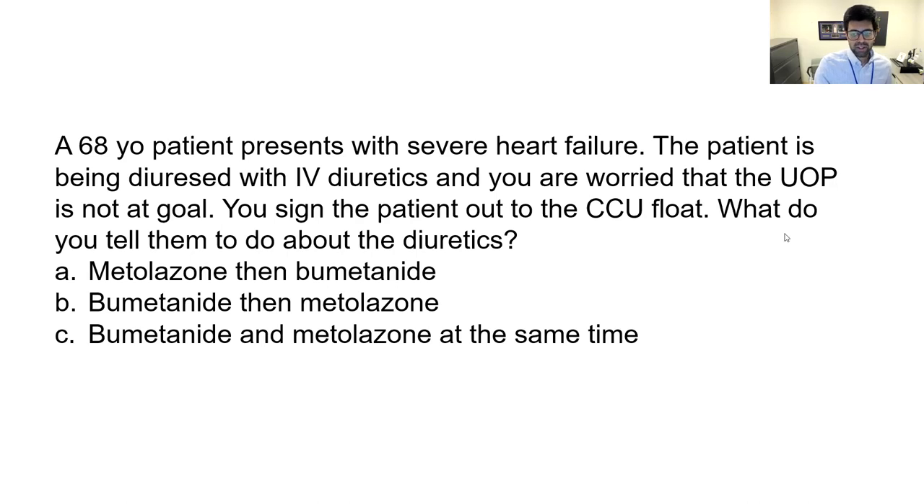Patient is being diuresed with IV diuretics, and you're worried that the urine output is not at goal. You sign the patient out to the CCU float. What do you tell them to do about the diuretics? Metolazone, then bumetanide. Bumetanide, then metolazone. Bumetanide and metolazone at the same time. And the fourth option is, what the heck are these meds?